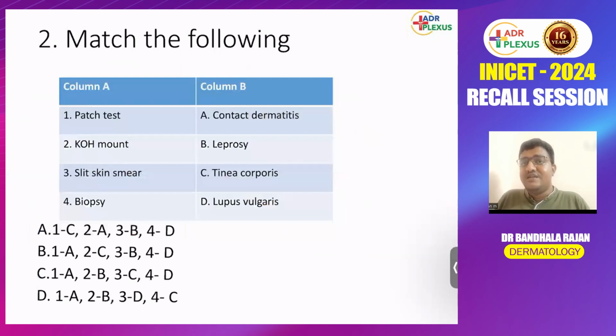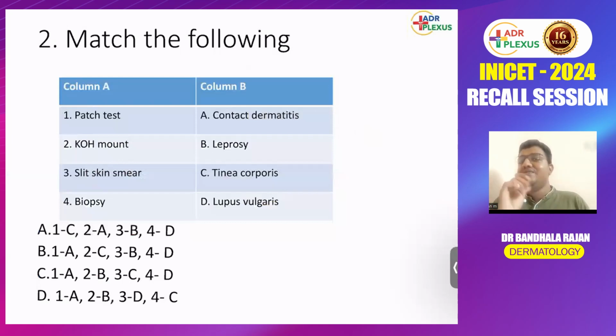The next one, match the following. In column A, they have given some tests, and in column B, some diseases. In column A, the options are patch test, KOH mount, slit skin smear, biopsy. In column B, they have given contact dermatitis, leprosy, tinea corporis, and lupus vulgaris. These kinds of questions are asked in INICET because they assess multiple things in a single question. We have discussed many times the particular test for a particular disease.